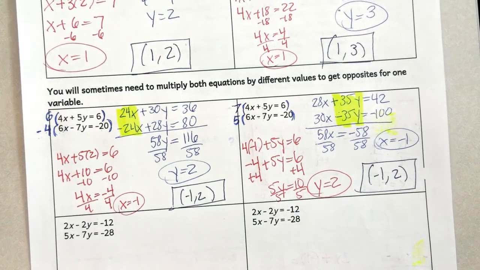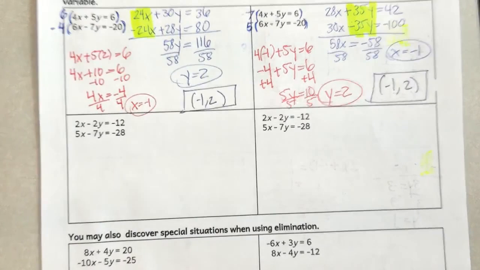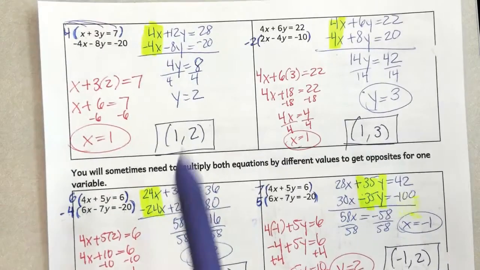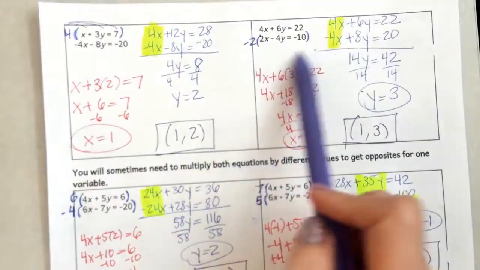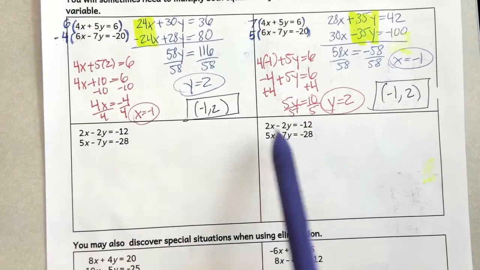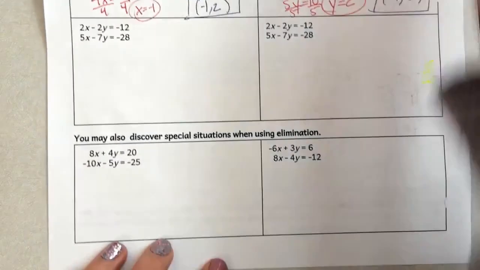Okay? The next two examples are just like those, where you're going to have to multiply by two different numbers. Here I only had to multiply one of the equations. This I'm going to have to multiply both of the equations. So again, if you want to try that on your own and then check with the answer key on Google Classroom, that way you know what you're doing on those.